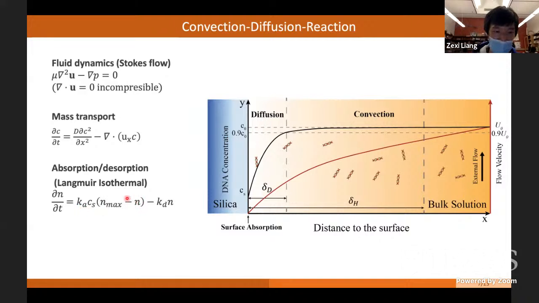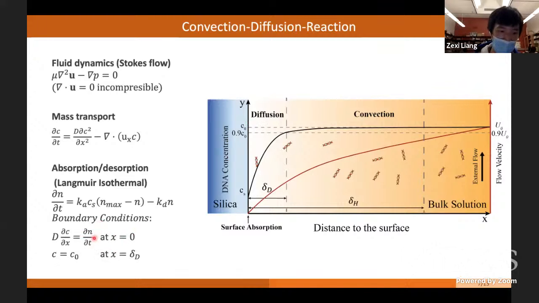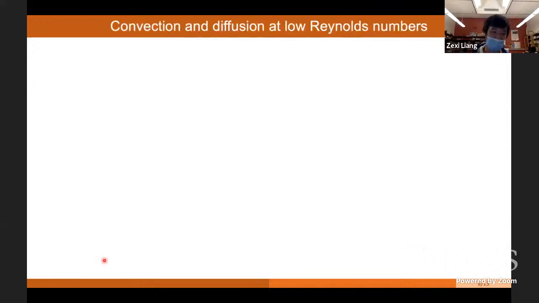And this is the absorption term, and this is the desorption term. It's a kinetic balance between absorption and desorption. For the boundary condition, the diffusion rate at the interface equals the absorption rate because of mass conservation. And we also assume that far away from the surface, at the boundary of the diffusion layer, the concentration equals the bulk concentration. This is the general numerical simulation we have done with these three equations and the boundary conditions.